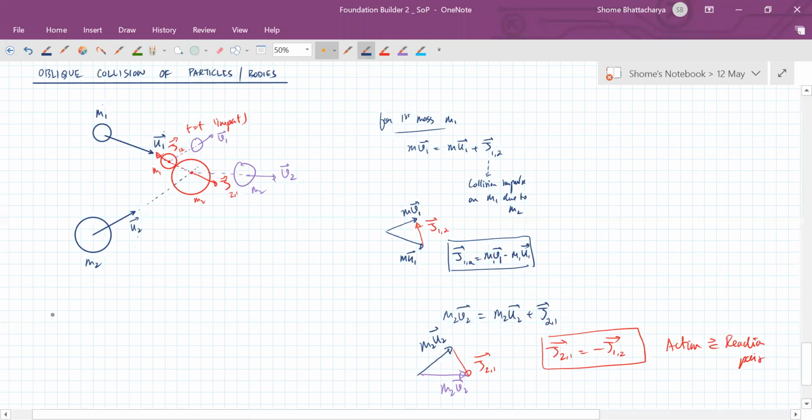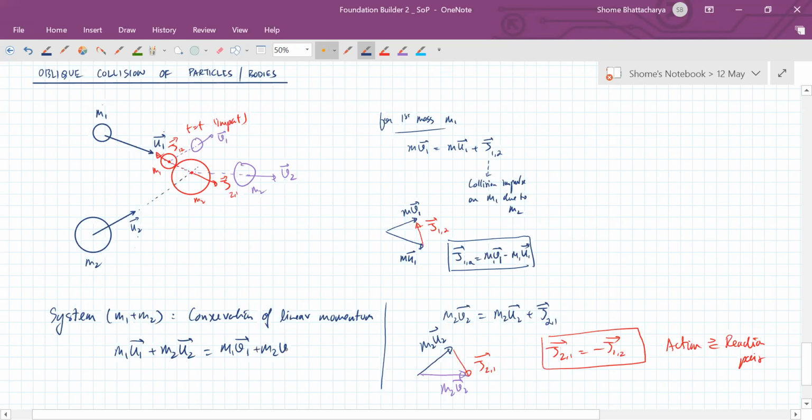For the system, that is m1 plus m2, we can apply conservation of linear momentum, which is that m1 u1 plus m2 u2 will be equal to m1 v1 plus m2 v2. When we reduce this equation to component form, it will give us two equations actually. Next, we'll express this in component form and solve. That is how we deal in general with oblique collisions.